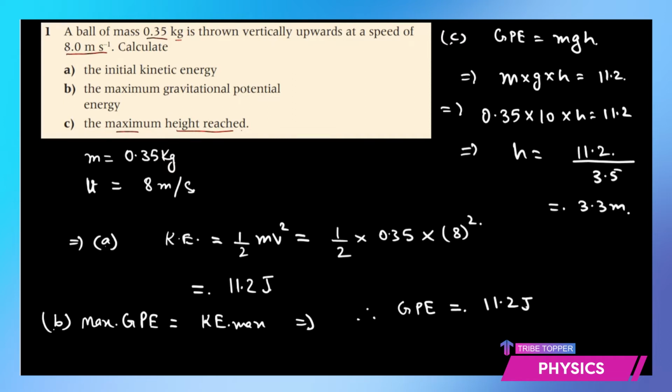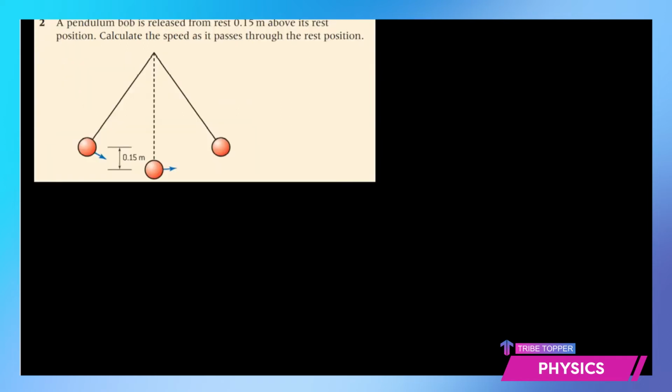Let's have one more problem here. So our next problem talks about a pendulum bob. So here a bob is released from rest 0.15 meters above its rest position. So they have shown you here that this is the extreme position and this extreme position is 0.15 meters above the rest position. And they want us to find the speed as it passes through the rest position.